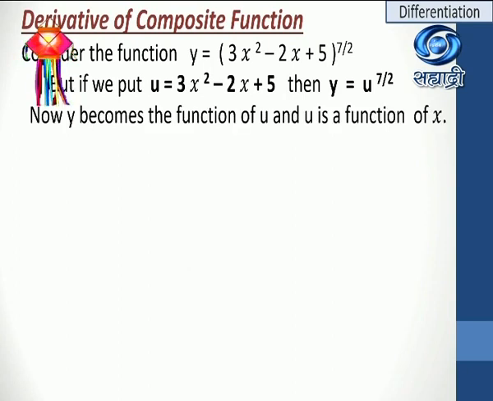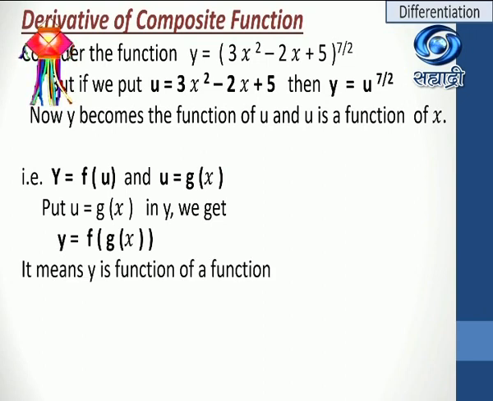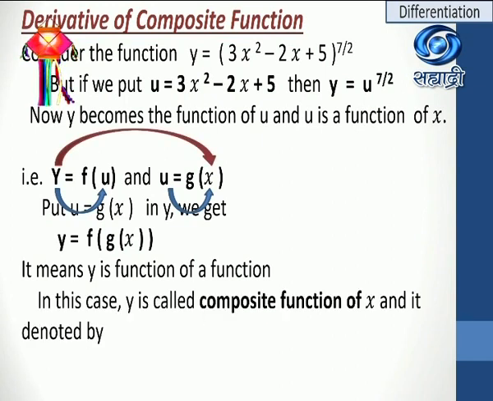Now y becomes the function of u and u is the function of x. Therefore, we can write y equals f of u and u equals g of x. Now put u equals g of x in y. We get y equals f of g of x. It means y is a function of a function. Here y is the function of u and u is the function of x, so in turn y becomes a function of x. In this case y is called the composite function of x and it is denoted by y equals f of g of x.